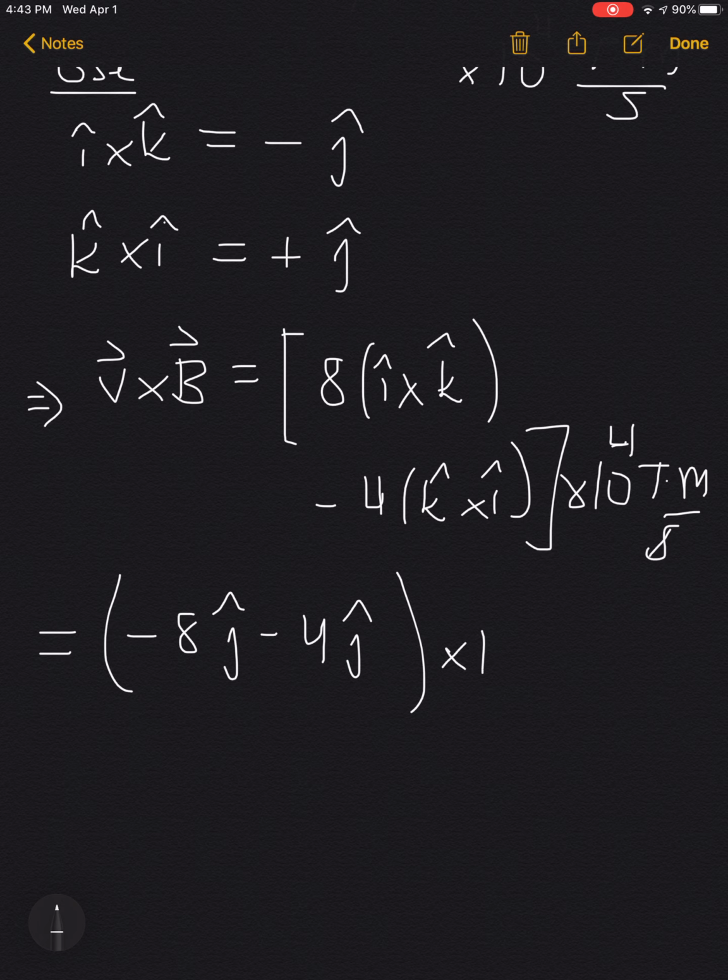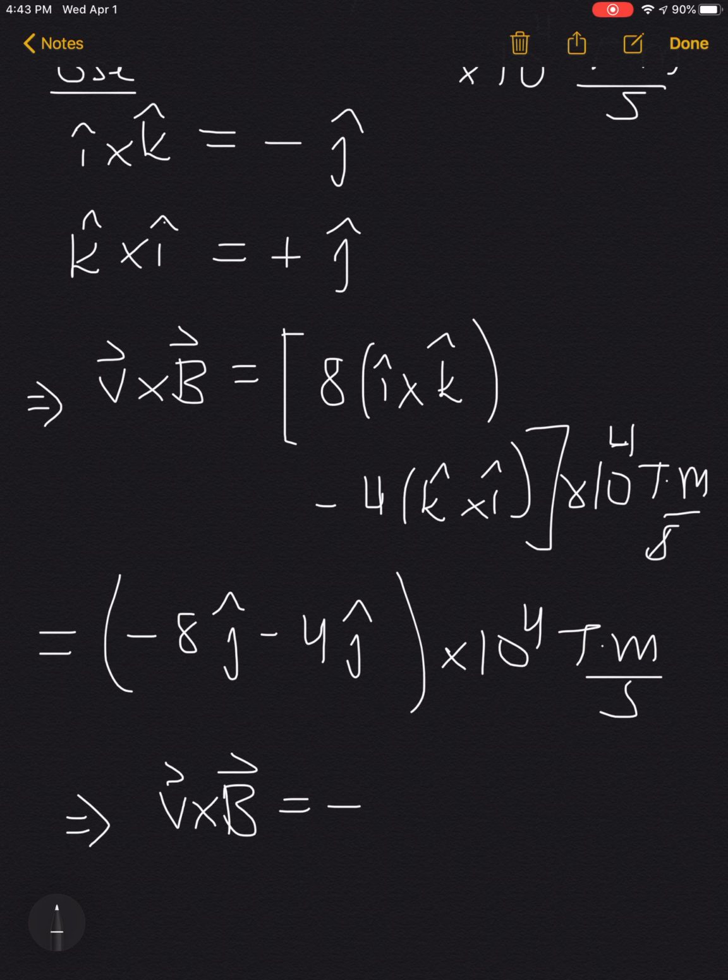And this is times 10 to the 4th Tesla meters per second. So we can finally write this, combining all the terms, V cross B is equal to minus 12 times 10 to the 4th Tesla meter per second in the j hat direction.